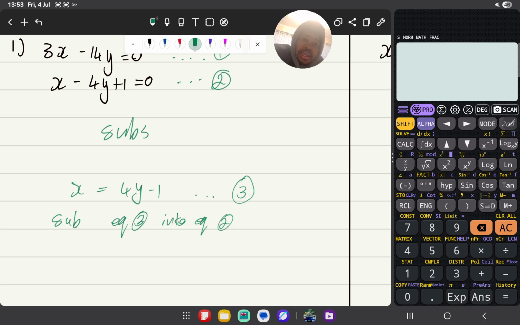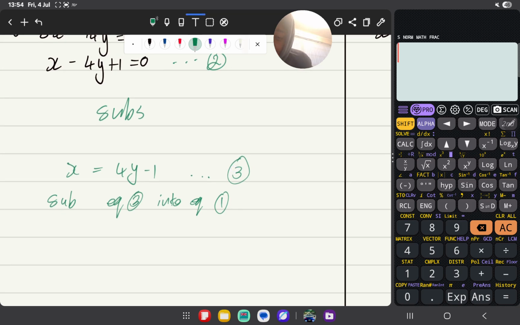And it doesn't even make sense, because you're going to have 4y minus 4y and then minus 1 plus 1, 0. It doesn't help you at all. So what you must do instead, substitute into the equation you haven't touched before, which is equation 1.